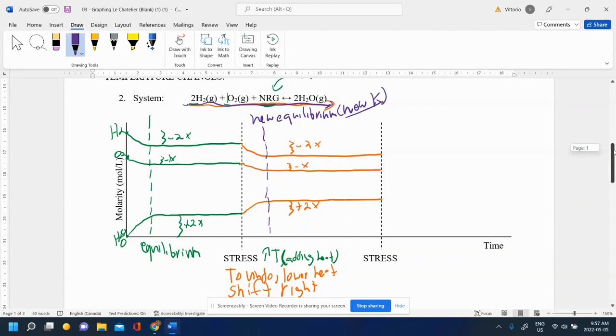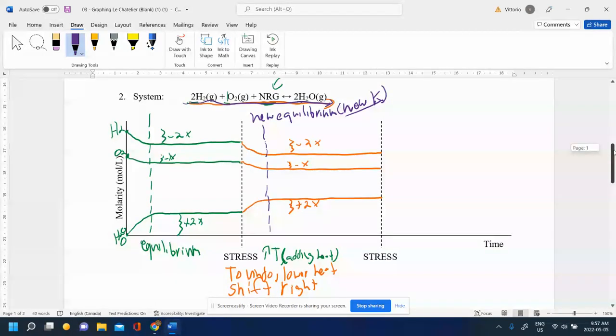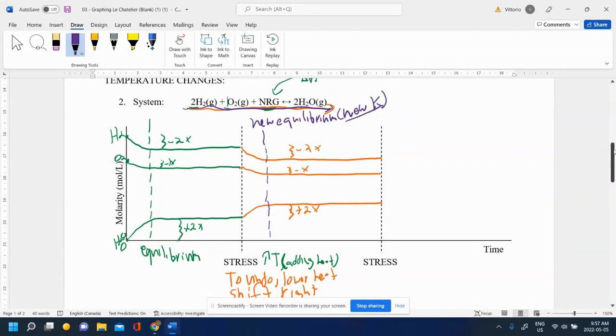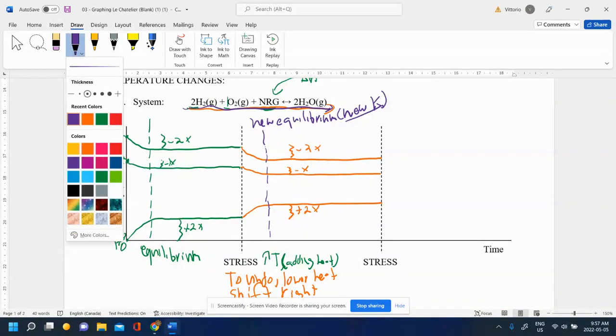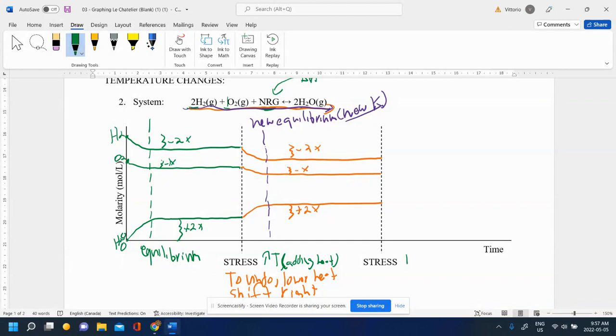So there we've added a stress, we added heat. Let's take a look at what happens if we remove heat, if we lower the temperature. Now, our system was happy at equilibrium, but now we're going to stress it again just to see what happens. So we're going to lower the temperature.